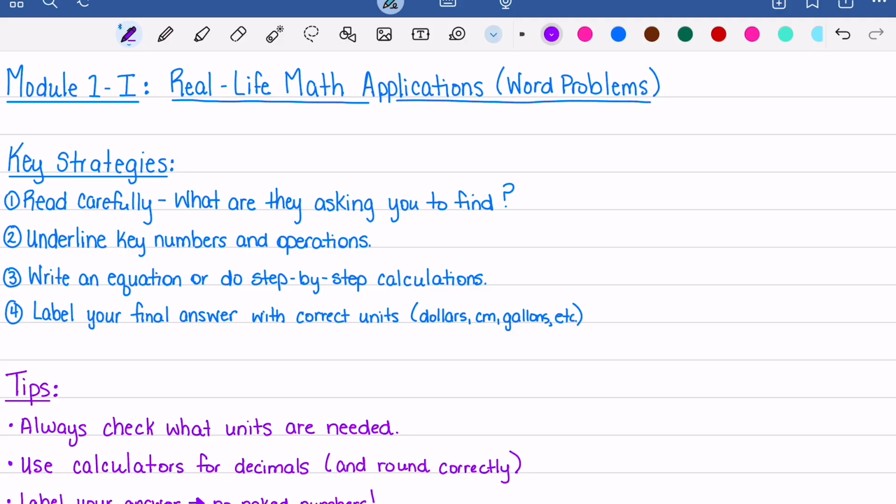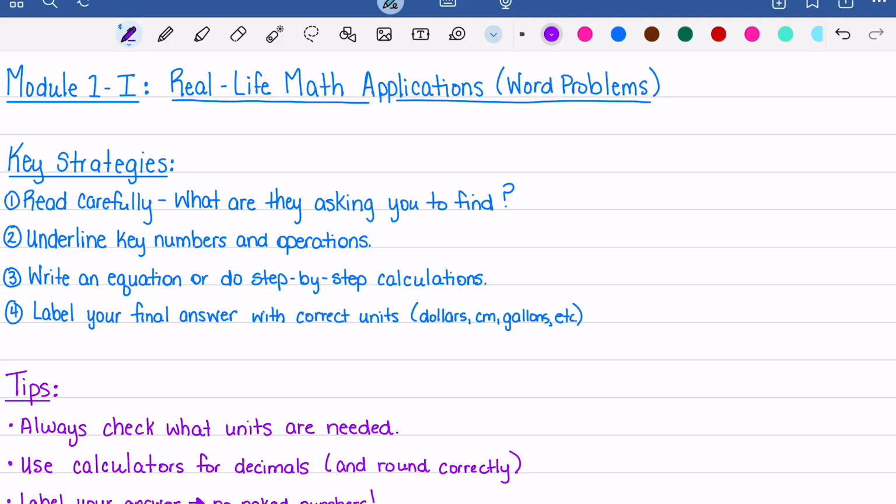Think about what they are asking you to find. What are you given and what do you need to find? Underlining key numbers, key operations, anything that you feel like is important is always super helpful. Try to write an equation, or you can just do step-by-step calculations. So you don't always have to write a fancy equation to solve these.